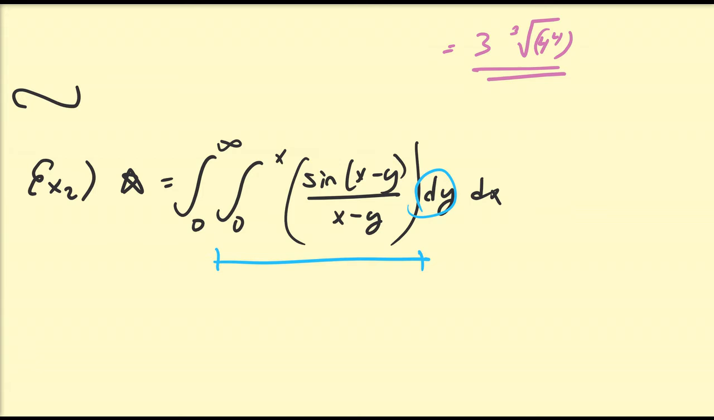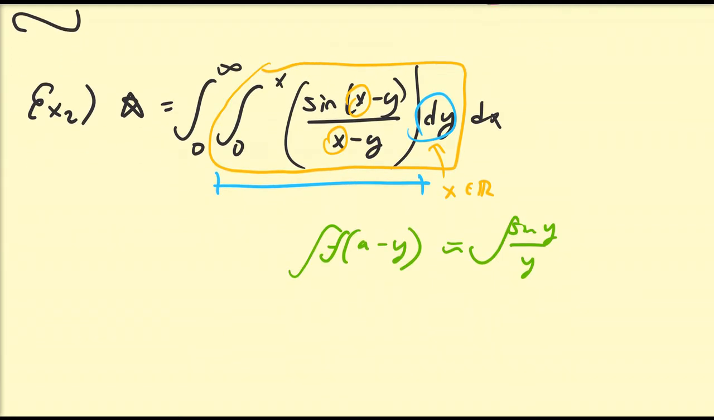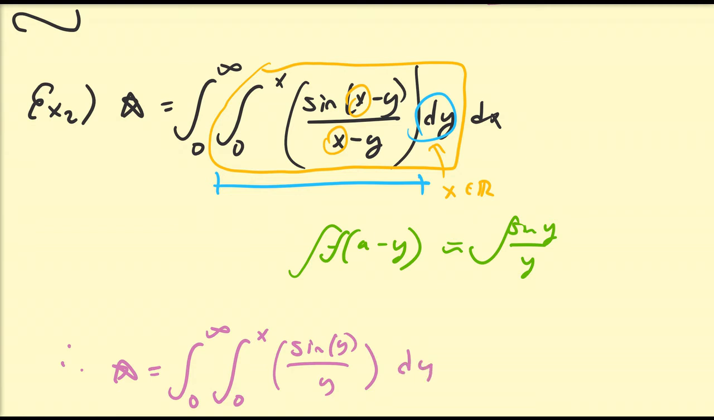Notice this is an integral with respect to y. So with respect to y, x is a constant as far as this interior integral is concerned. So x is a constant here, x is a constant here. So this is pretty much like an f of a minus y here, because we have sine of x minus y over x minus y, which is almost similar to sine y over y if we use that integral shift identity. So since x is a constant as far as this interior integral is concerned, our integral is precisely equal to the integral from 0 to infinity of the integral from 0 to x of sine of y over y dy dx.